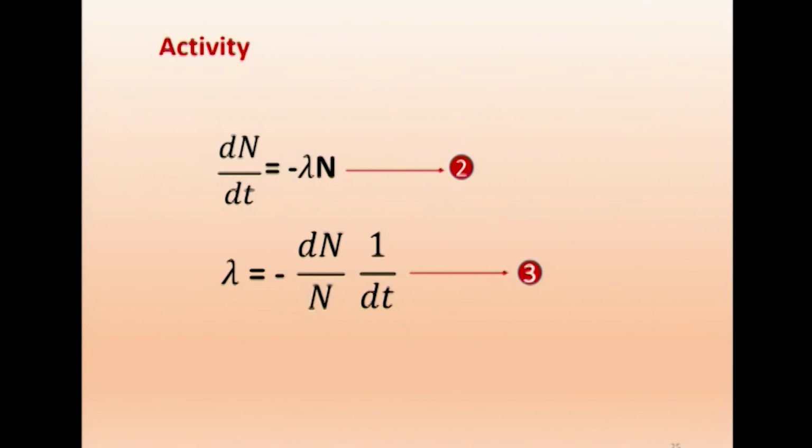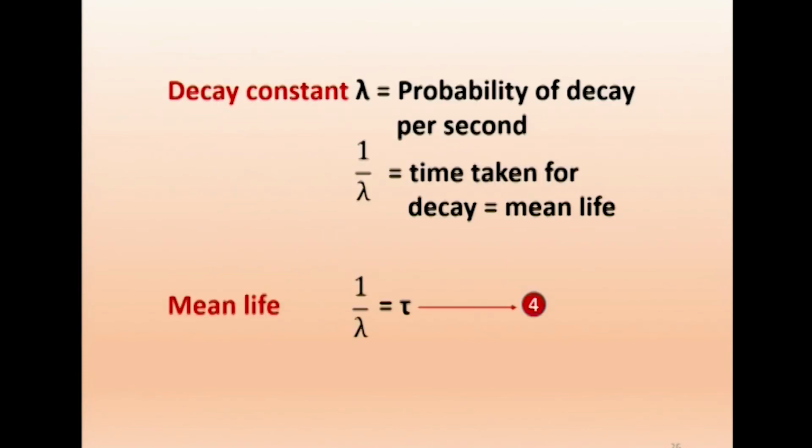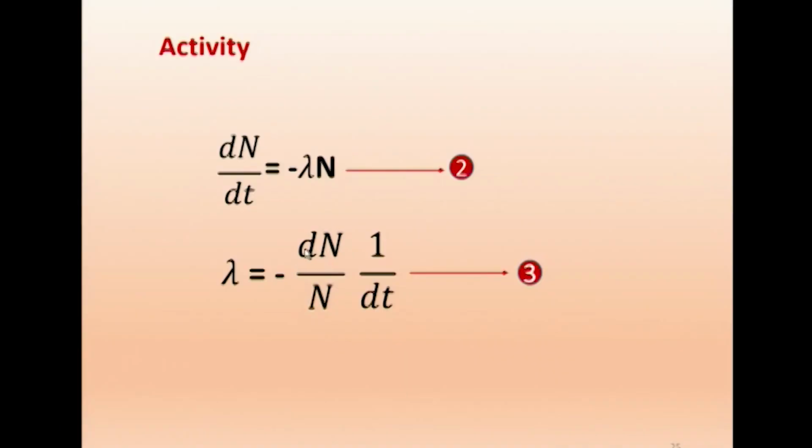So what is it that dN by N represents? It represents the probability of decay per second. Probability is favorable chance by total number of chances. So this dN is the favorable number of nuclei which will come out. Minus dN represents the favorable number of nuclei which will come out, divided by N, where N is the total number of nuclei. So it is favorable chance by total number of chances.